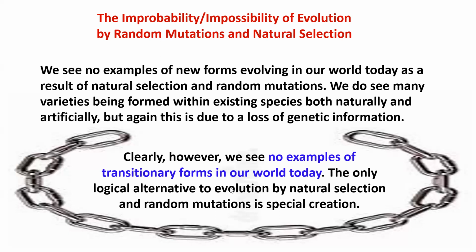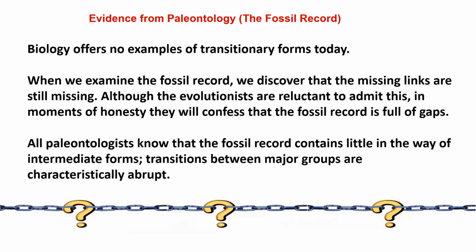Clearly, what we see is no examples of transitionary forms in our world today. Nothing that shows this animal is becoming a different kind of animal. The only logical alternative to evolution by natural selection and random mutations is special creation. God already made them what they are. They don't need to mutate or macro-evolve into some new animal.